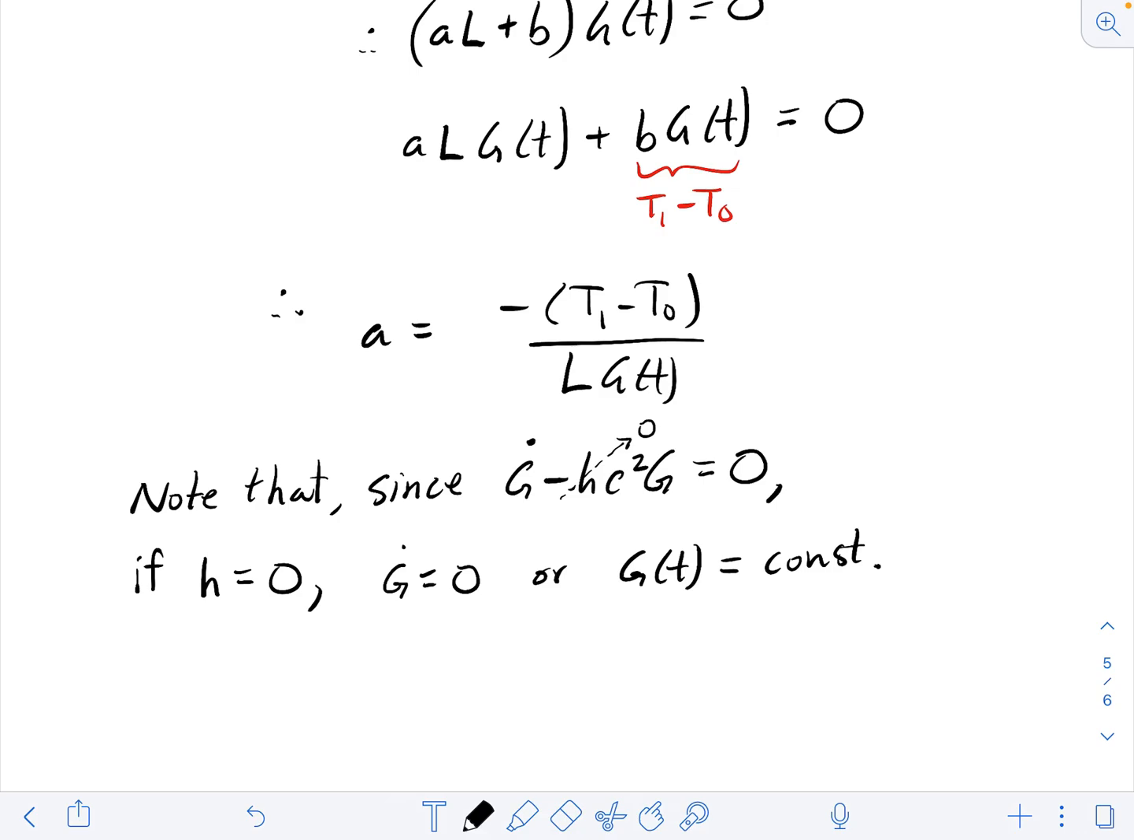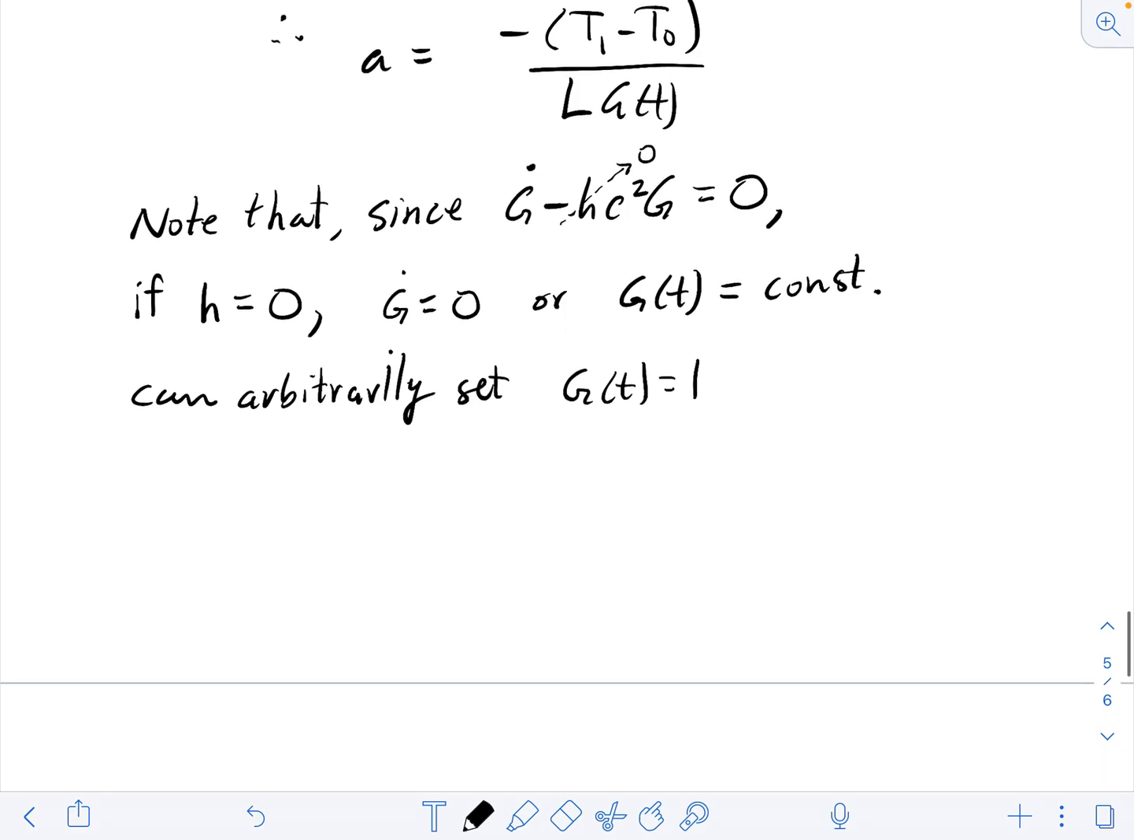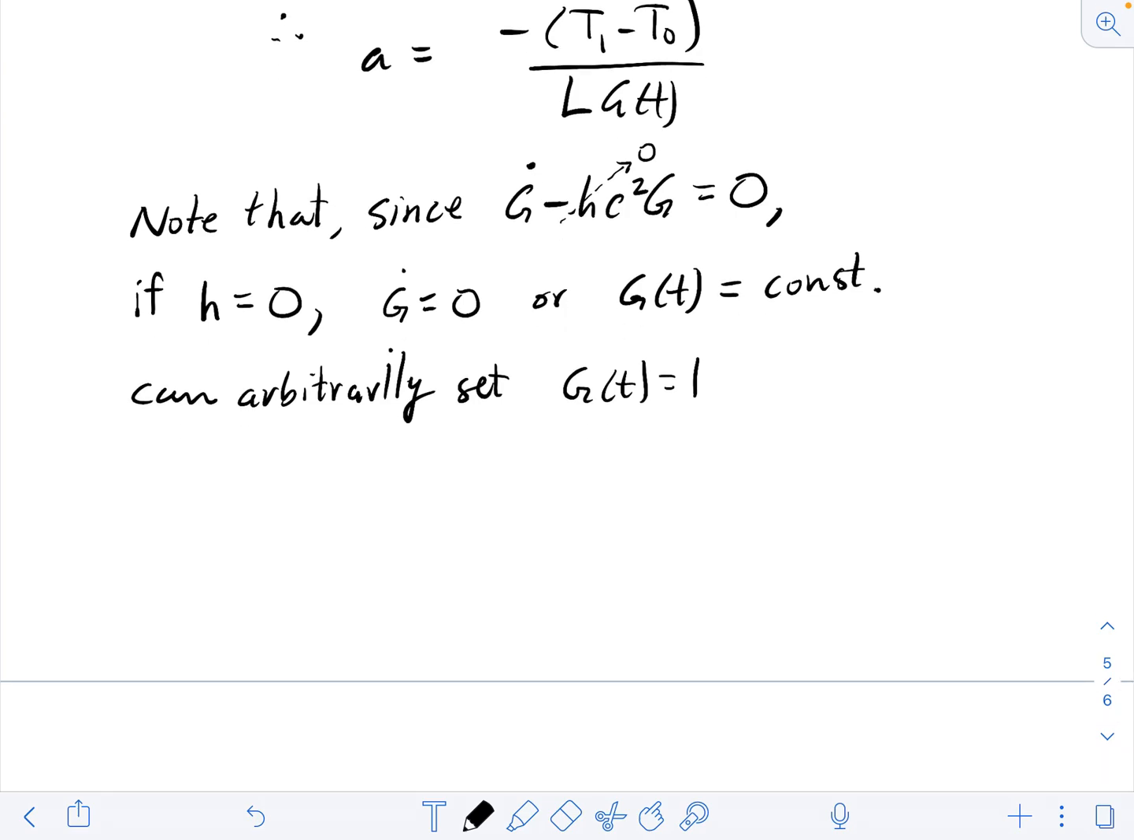What we're going to do is arbitrarily set G equal to 1 for the h equals 0 case. So we can arbitrarily set G of T equal to 1. The reason we can do this is because we're going to have other integration constants which are going to set the overall scale of U.